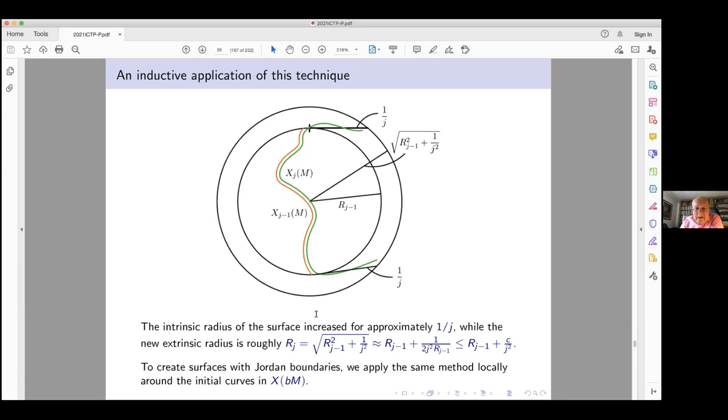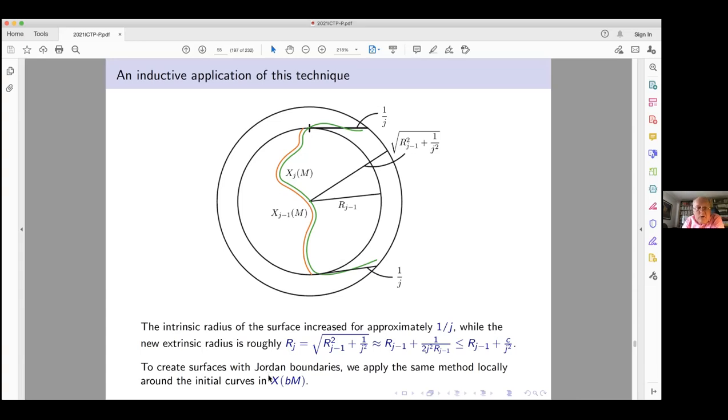So basically, you argue that the surface will be spiraling a lot, but it will not go extrinsically far very much. So it will stay in a ball in the limit. Okay, to create surfaces with Jordan boundaries, you use the same technique, but you have to apply it more precisely, kind of locally. And I don't have time now for speaking much about that.